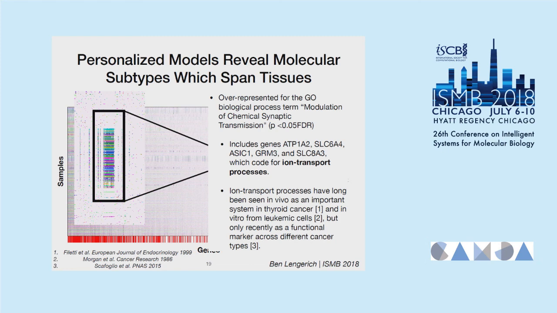And this small set of genes ends up being significantly over-enriched for a particular GO term, which has to do with ion transport processes. And ion transport processes have been seen as important in a couple of particular cancers, but maybe not seen as a pan-cancer marker. And here we're seeing that the patients for which this is selected span all the different tissues.